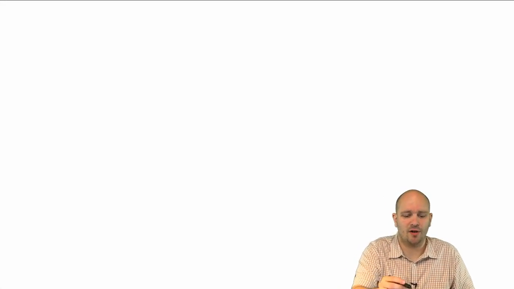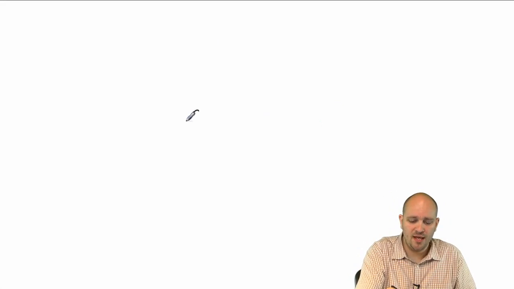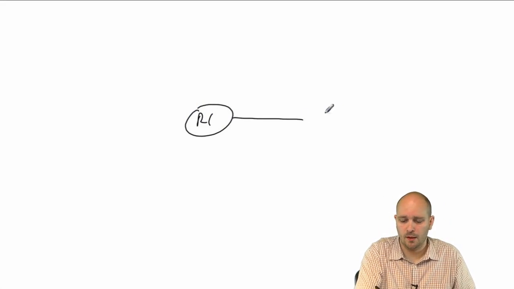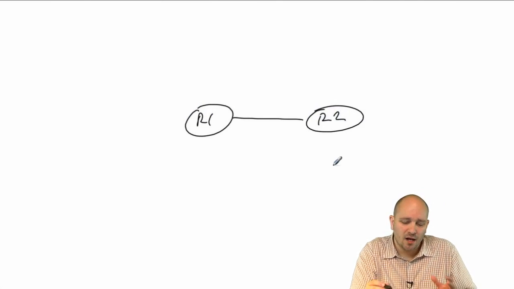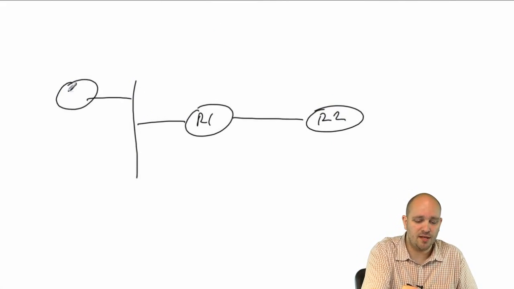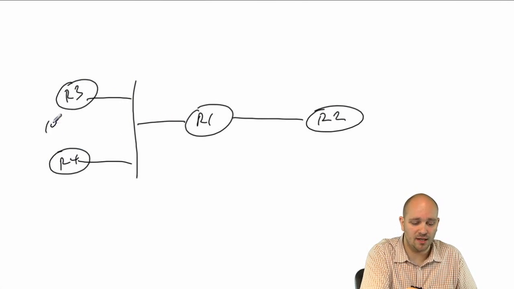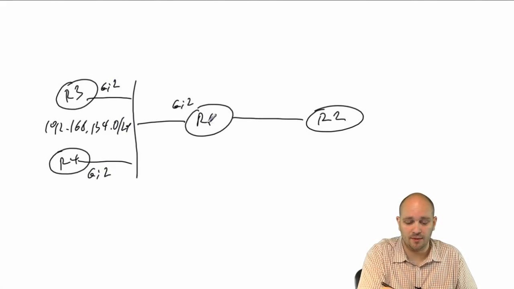Let's expand our example a little bit. So what we have so far is R1 and R2. Let's add R3 and R4 to the mix. And R3 and R4 are going to be on a shared segment with R1. So what I'm going to have here is 192.168.34.0, and it's going to be /24. And this is going to be gigabit interface 2, and gigabit interface 2.